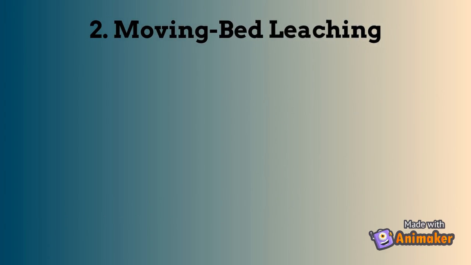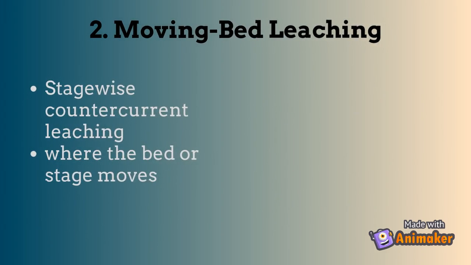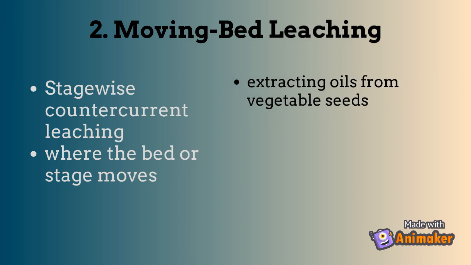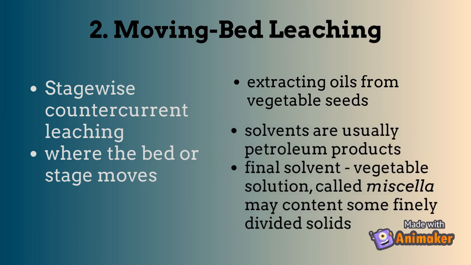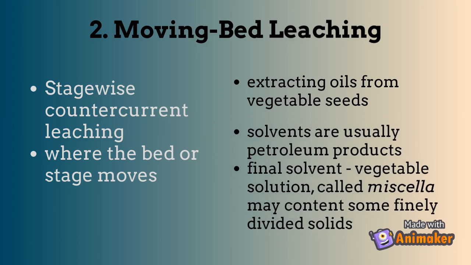For moving bed leaching, there are a number of devices for stage-wise countercurrent leaching where the bed moves instead of being stationary. These are widely used in extracting oil from vegetable seeds such as peanuts and soybeans. The solvents are usually petroleum products, such as hexane. The final solvent-vegetable oil solution, called miscela, may contain some finely divided solid.